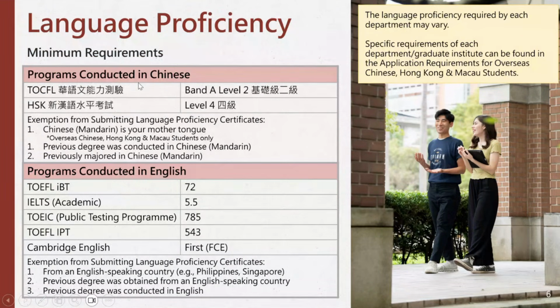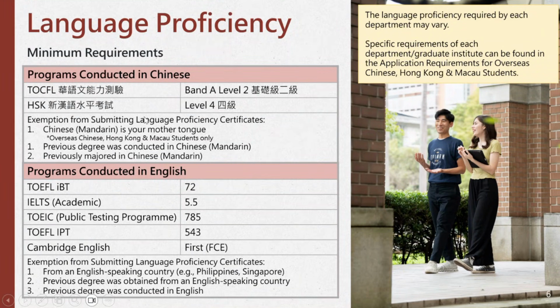This is to show you our language proficiency requirements. The minimum requirement is that if you apply for a Chinese-taught program, the applicant has to submit a Chinese language proficiency certificate. We accept TOCFL and HSK, so you can take these two exams.